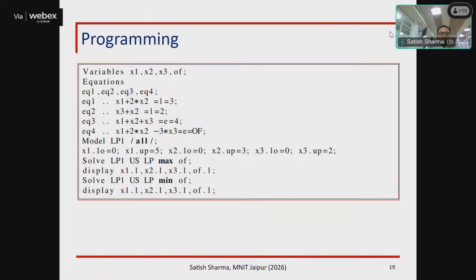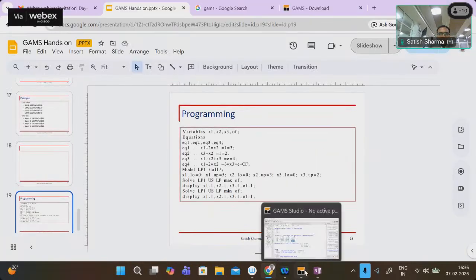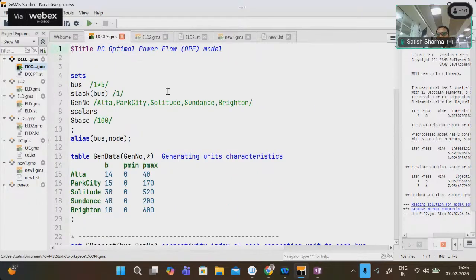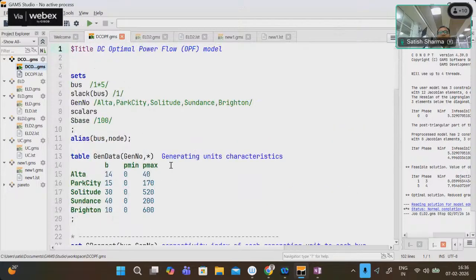For this part, I think we have already discussed. Then I will show you quickly the DCOPF, so that we will wind up this particular part. This is some built-in code I have obtained. It is available on the internet as well. You can simply search for DCOPF GMS code and you will find it. The 5 bus system we have discussed so far, case 5, this data is also the same. It is of the case 5 system.